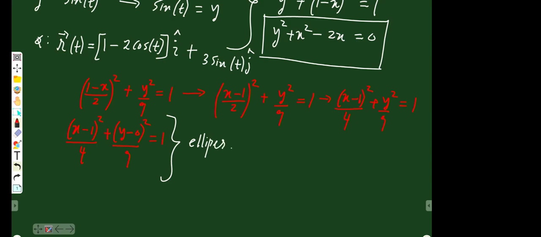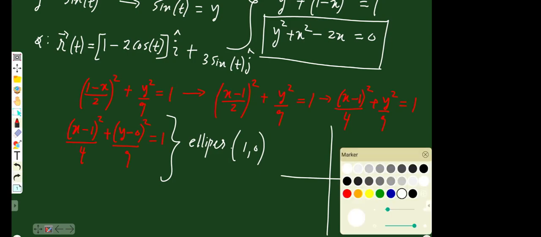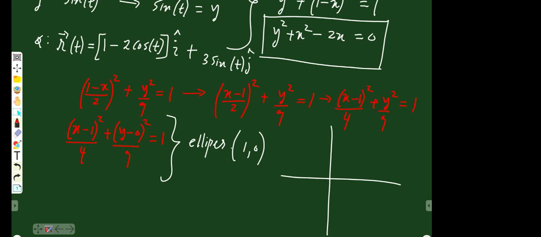Ellipse. It's the equation of an ellipse, right? So what would be the center? The center would be (1, 0), right? (1, 0) is the center here. So it's an egg-like shape, right? It's an egg like that, right? Yeah.